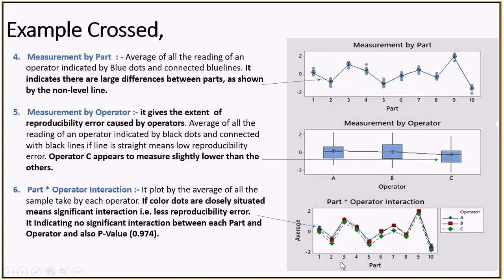Now how can you see whether there is a significant interaction or not? You can see it in this graph. Okay, now what is this graph? For sample number 1, or part number 1, the green dot is the operator C average, the red is the operator B average, and the blue is the operator A average. So it shows the average of operator A for part number 1 over all the 3 trials, and likewise for operator B and operator C for sample number 1. Similarly, you can see it goes on and so forth.